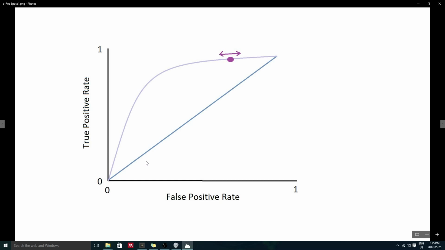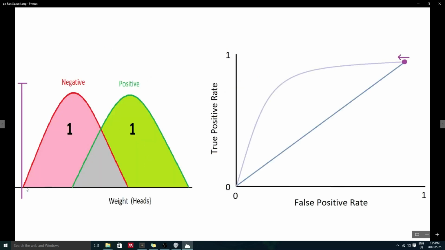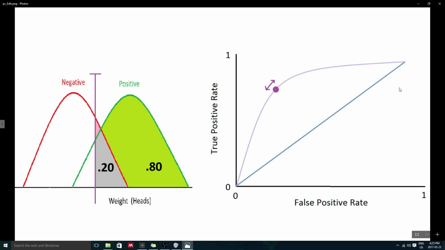If I bring back this graph I showed previously where we were sliding our cutoff value around, you can see exactly how this distribution relates to the receiver operator characteristic curve. As I slide this cutoff up or down, the point on the curve moves up or down as well.